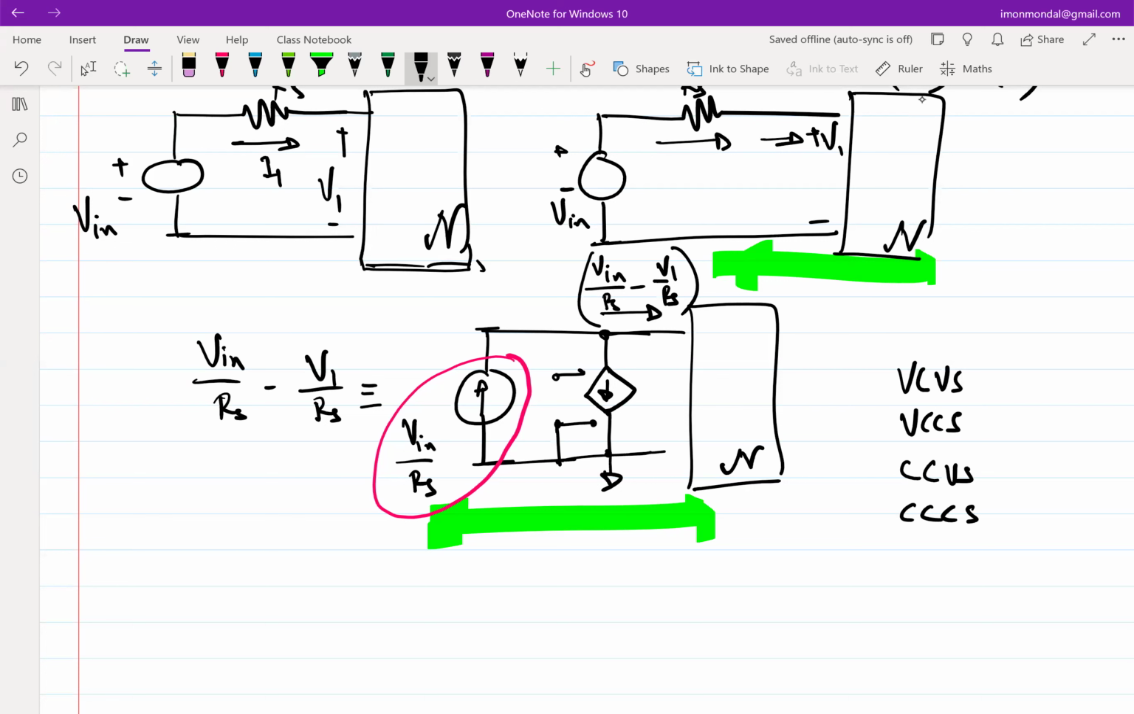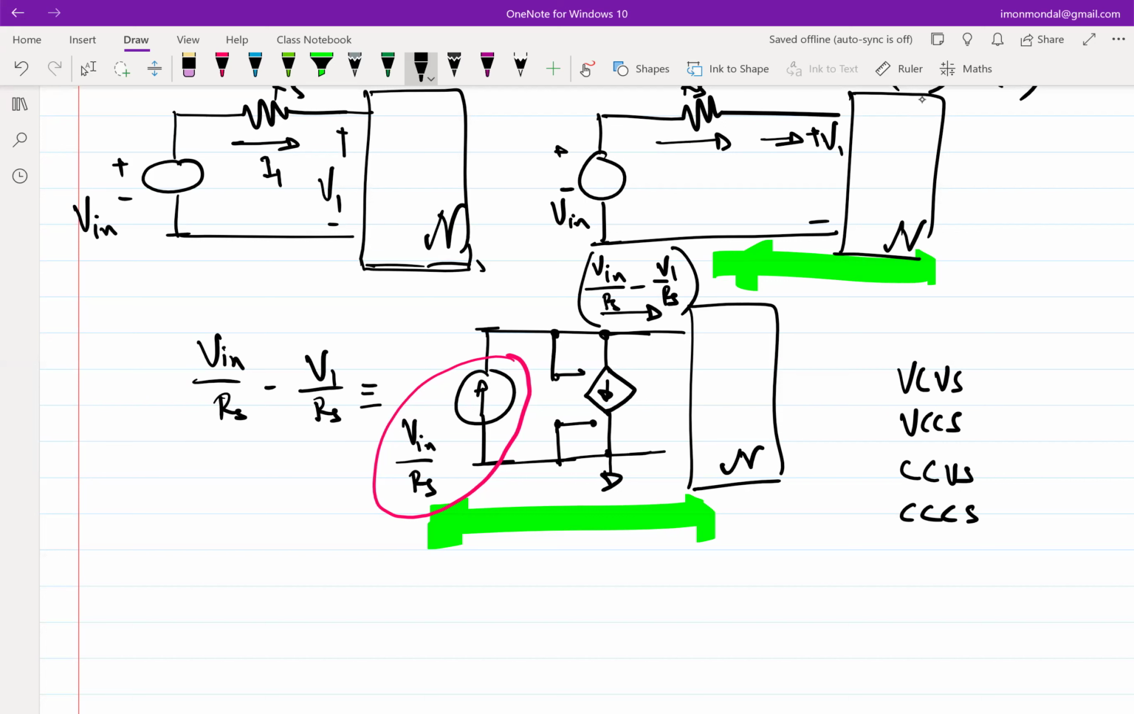What should I do with the other one? It should be V1, right? And which terminal? Do you have any terminal which is V1? The top one, right? So the top terminal is V1.